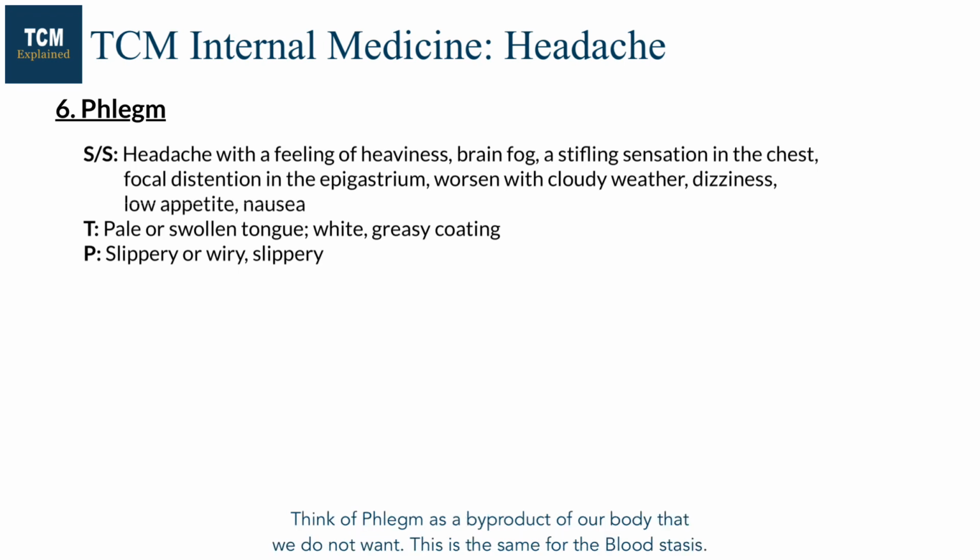Think of phlegm as a byproduct of our body that we do not want. This is the same for the blood stasis. They do not have physiological function, instead hinders a smooth flow of qi. Normal body fluids may be accumulated in certain parts of body, forming damp. Over time, damp can turn into phlegm and even transform into heat.